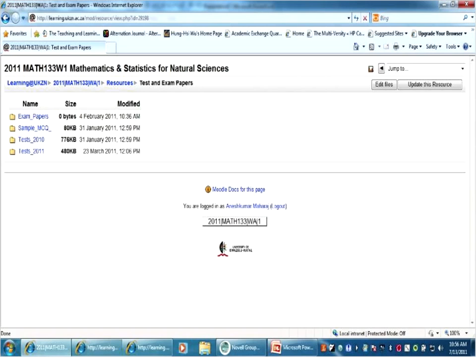We are now looking at the test and exam papers folder. In that, the students can access past exam papers. There was a sample MCQ, multiple choice questions. This was for the first test. There were also tests for the last year, 2010, and then the tests for this year, 2011. Obviously, these were put up after the tests for 2011.